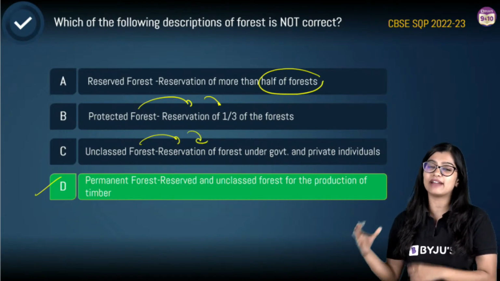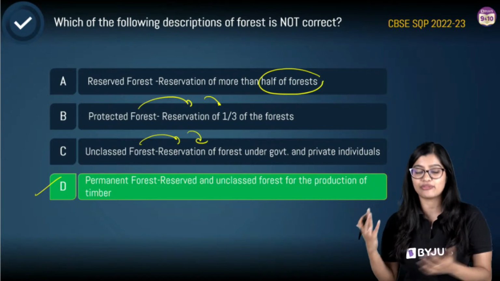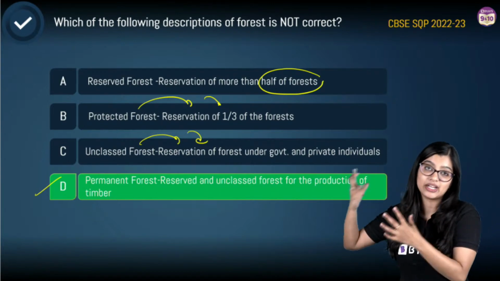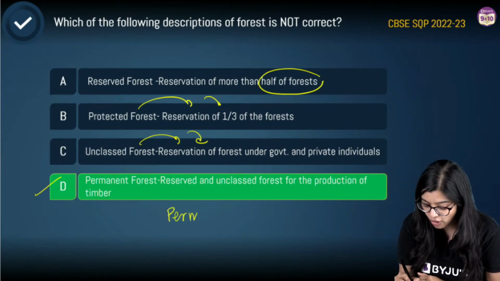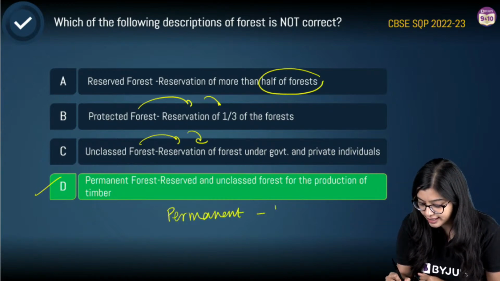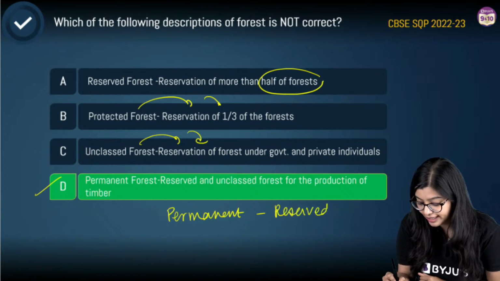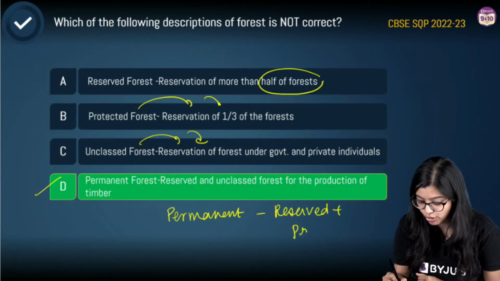And normally we know that village communities can also be involved in certain activities in unclassed forest. While in permanent forest, what is a permanent forest? It includes reserved plus protected, not reserved and unclassed.